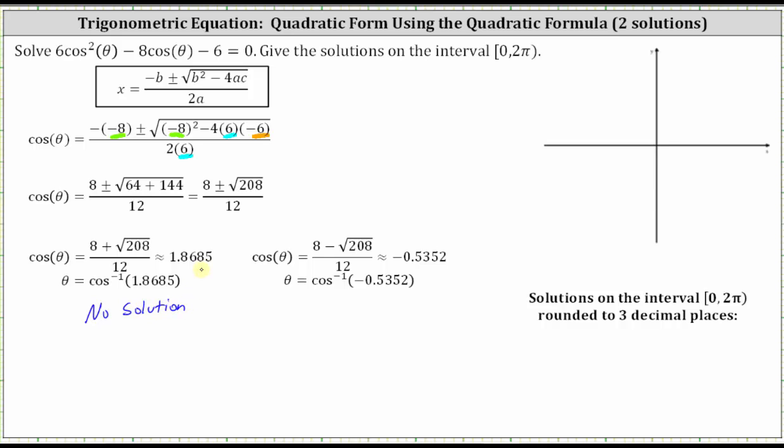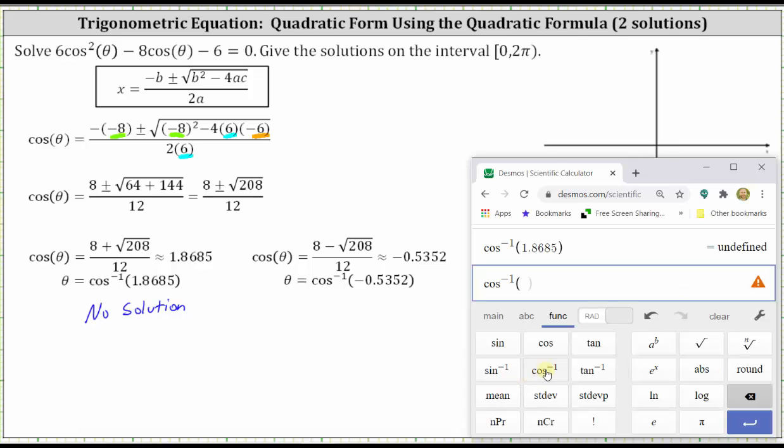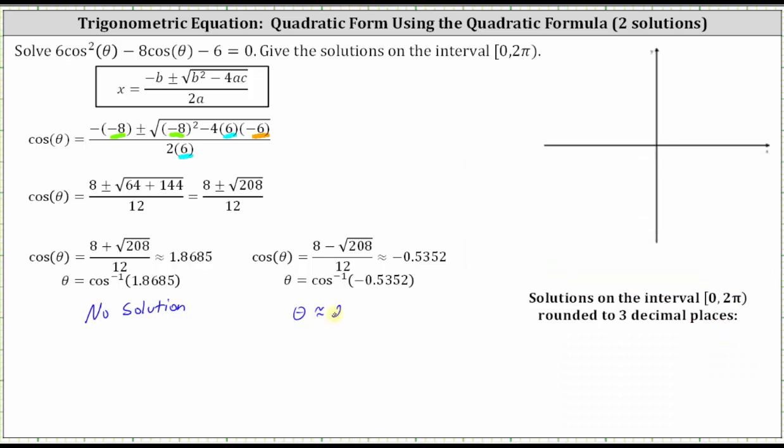And now we need to solve theta equals inverse cosine of -0.5352 over the interval from 0 to 2 pi. So again, going back to the calculator, we enter inverse cosine, -0.5352, and we're told to round theta to 3 decimal places. So notice how we have theta is approximately 2.136 radians.